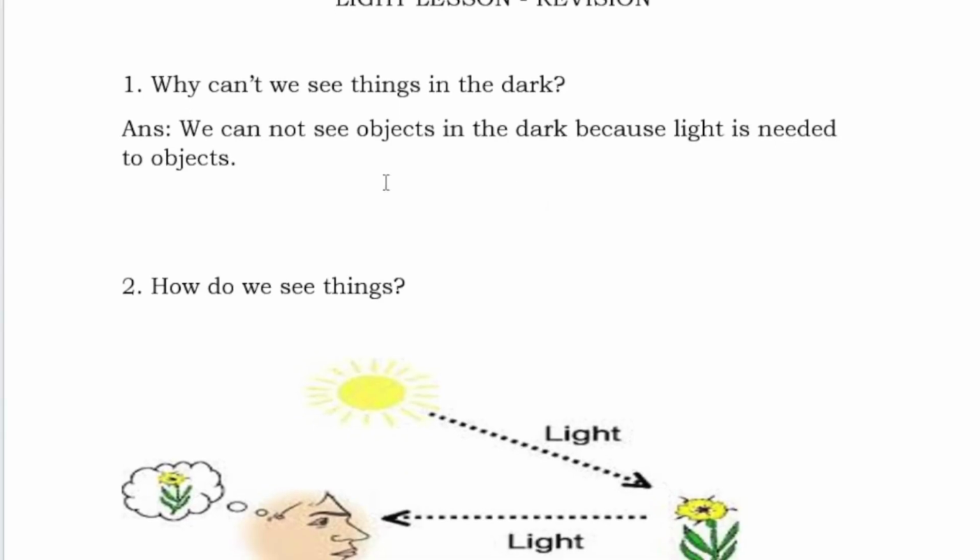The first question is, why can't we see things in dark? Answer: we cannot see objects in the dark because light is needed to see objects.